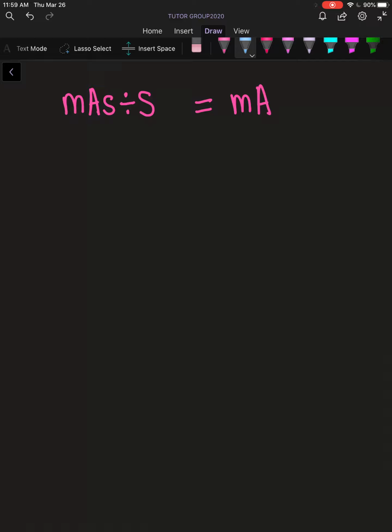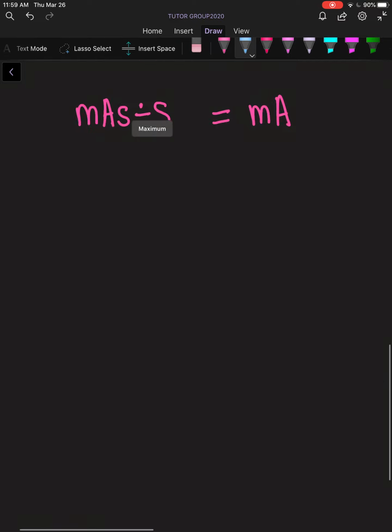Now, one thing I wanted to explain to you about mAs is the relationship mAs has between things. We remember that mAs is quantity and it has nothing to do with the quality of our beam. So, if we increase our mA, which is our milliamperage, then that means we are going to be increasing our tube current.